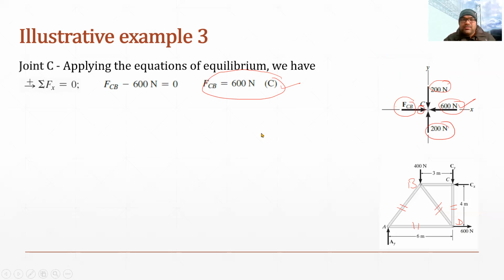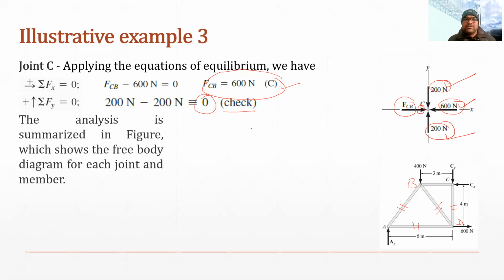As a check, we can apply the second equation, and if we get a zero answer, then we say that the forces in all the members that we have calculated are correct. If we apply this equation, you can see this force and this force are equal and opposite, and that is why we got the answer 0. This worked as a check, which means the member forces we have calculated in all the members are correct.